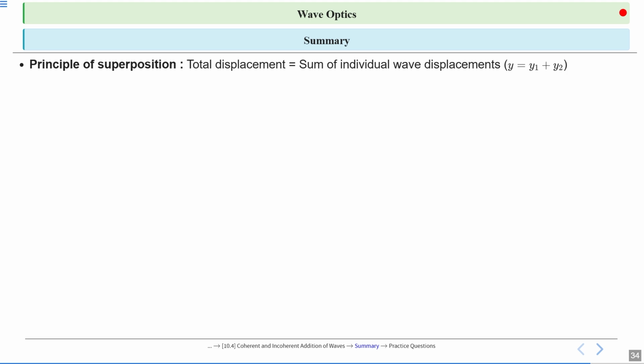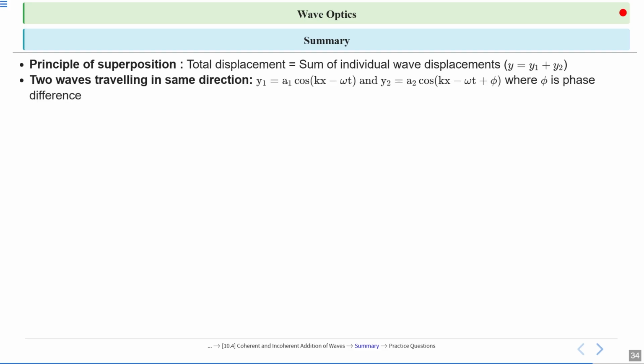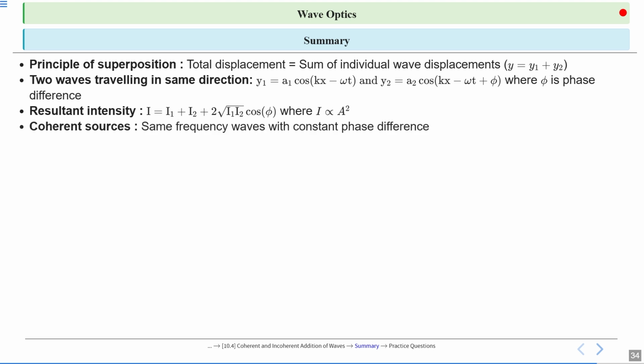Now let's see the summary. Principle of superposition: total displacement equals the sum of individual wave displacements, y equal to y1 plus y2. Two waves traveling in the same direction: y1 equal to a1 cos(kx minus omega t) and y2 equal to a2 cos(kx minus omega t plus phi), where phi is the phase difference. Resultant intensity I equal to I1 plus I2 plus 2 root I1 I2 cos phi, and resultant intensity is proportional to the square of the resultant amplitude. Coherent sources: same frequency waves with constant phase difference.